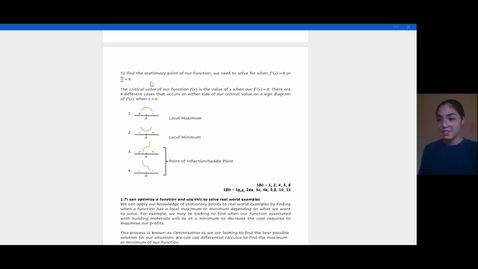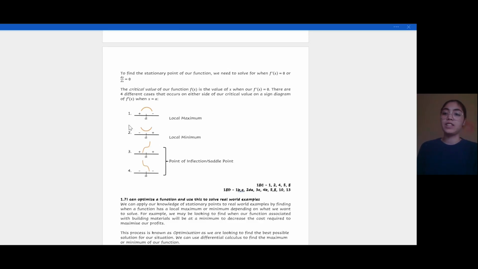On the other side of my critical value, we've plugged in values and found that my derivative function greater than my critical value is negative. Because a negative derivative means that my function itself is decreasing, we're going from an increase to a decrease, so this must be a local maximum. Looking at our next case here, my local minimum.